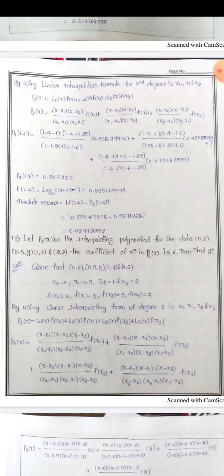p2 of 1.4 is equal to 1.4 minus 1 into 1.4 minus 1.25 by 1 minus 1.25 into 1 minus 1.6 into 0.301029996 plus 1.4 minus 1 into 1.4 minus 1.6 by 1.25 minus 1 into 1.25 minus 1.6 into 0.439332694 plus 1.4 minus 1 into 1.4 minus 1.25 by 1.6 minus 1 into 1.6 minus 1.25 into 0.579783547. p2 of 1.4 is equal to 0.50712216. f of 1.4 is equal to 0.50514998. Absolute error is equal to mod of 0.50514998 minus 0.50712216, is equal to 0.0019728085.